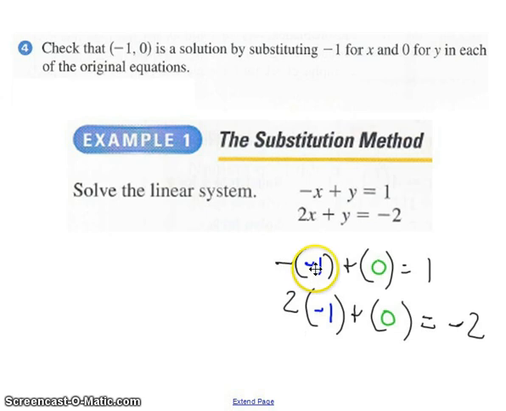And let's see, negative -1. Well, that's +1. 1 plus 0, that is 1. 2 times -1, that's -2. -2 plus 0, that is -2. And sure enough, the solution is, just like we thought it was, -1, 0.